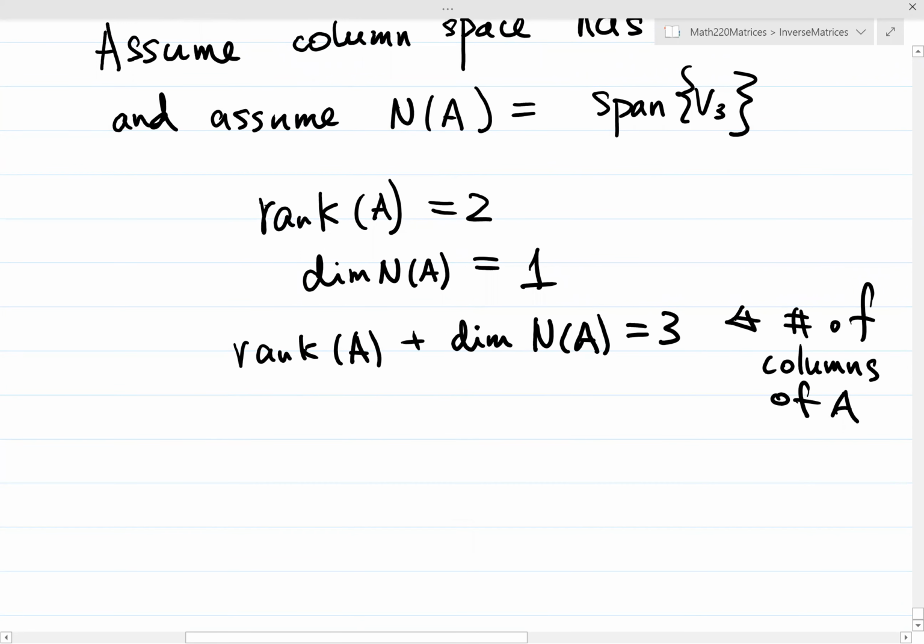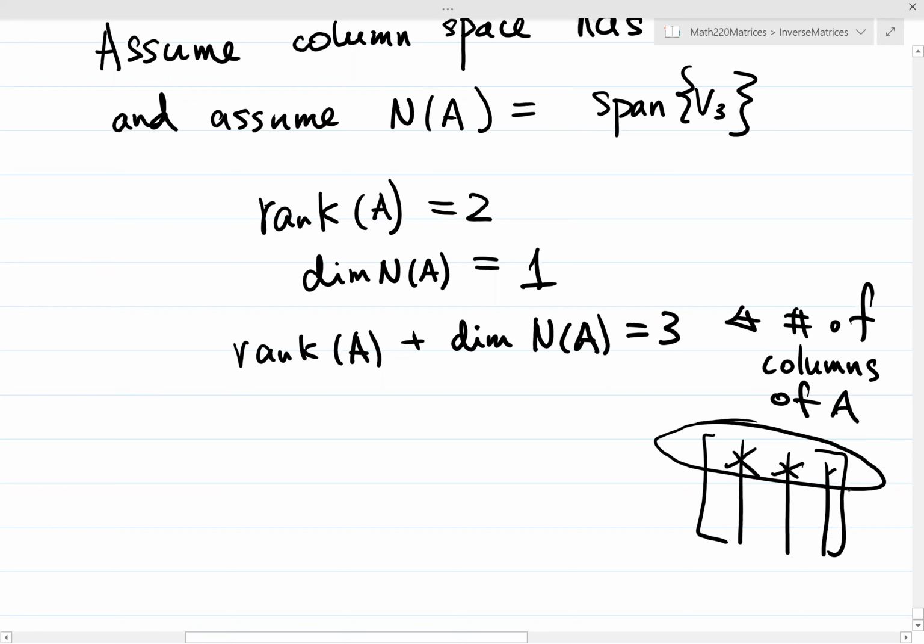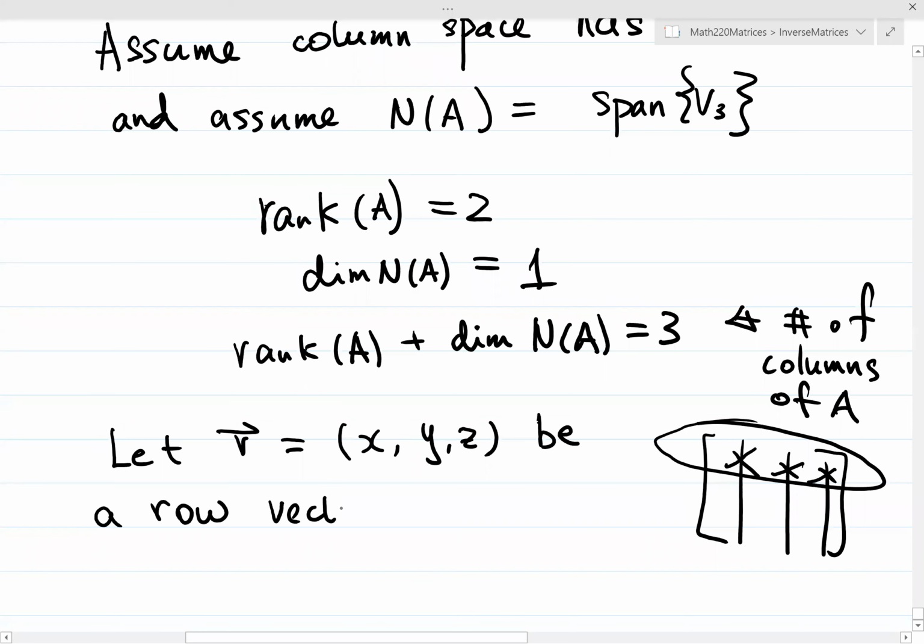Because the matrix A has 3 columns, if you write A, it has column 1, column 2, column 3. Now for a row vector, you see there are 3 components. So let R be X, Y, Z. It has 3 components, being a row vector of A.